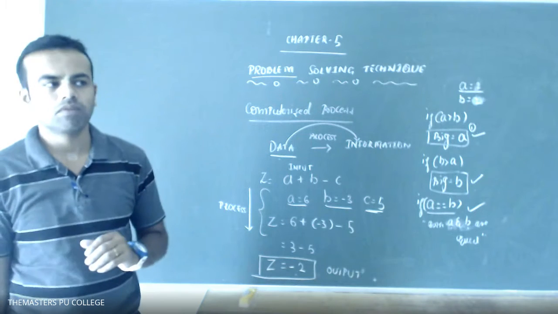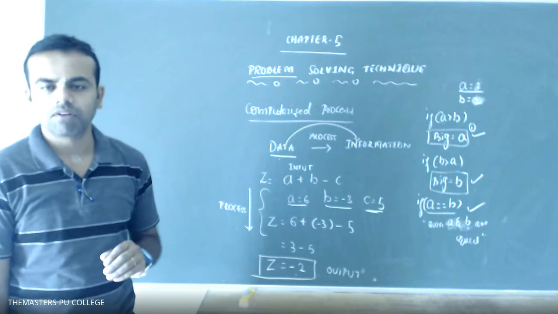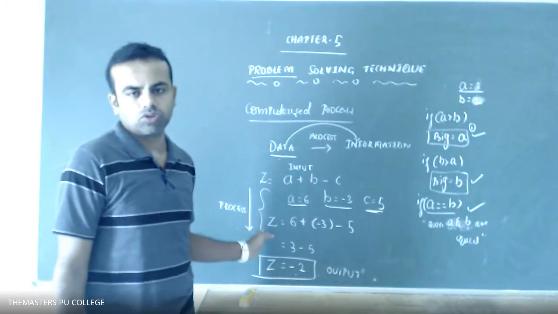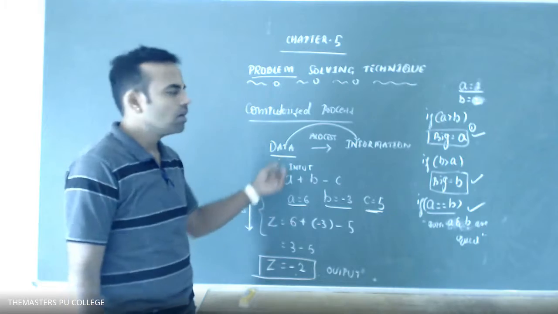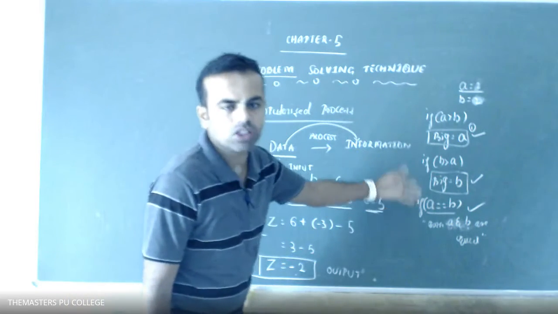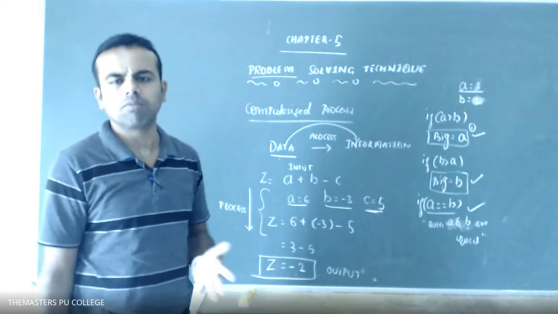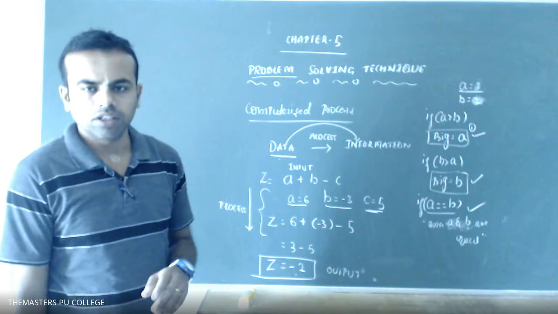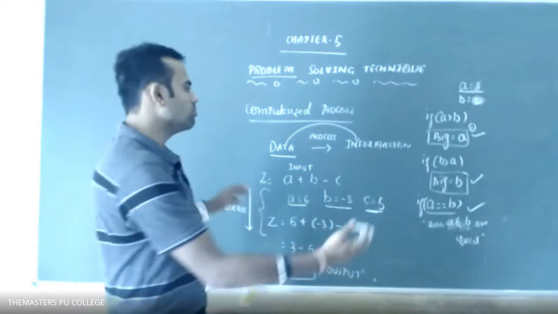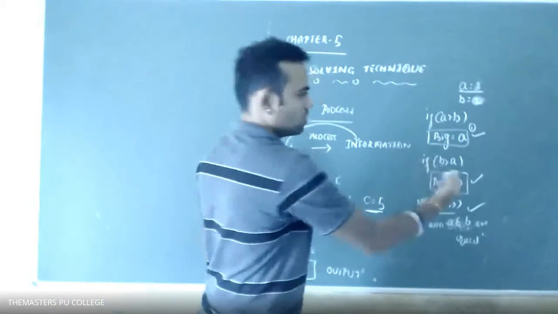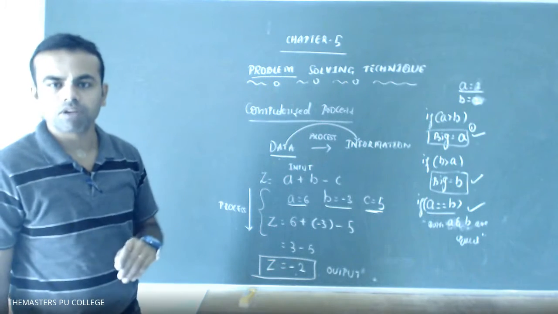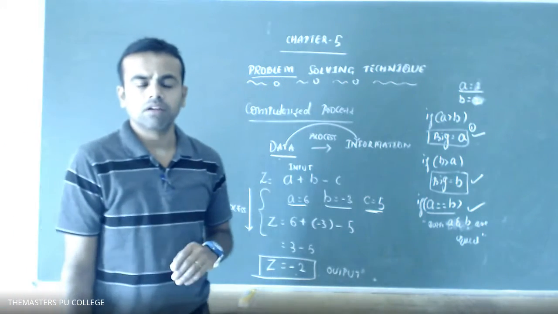Is that clear, everyone? So this is a mathematical problem that we solve with the computer process, and this is a logical problem, logic under possibilities. We combine both the features of mathematics and logic in the problem solving technique. Is that clear?